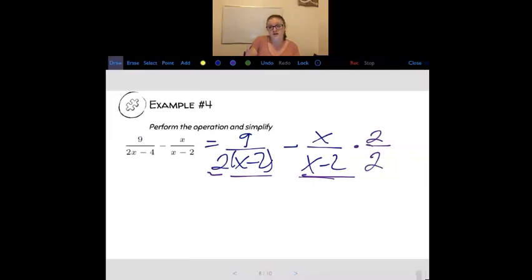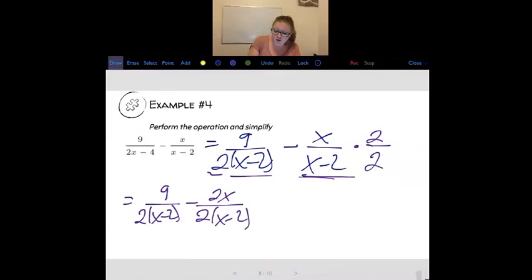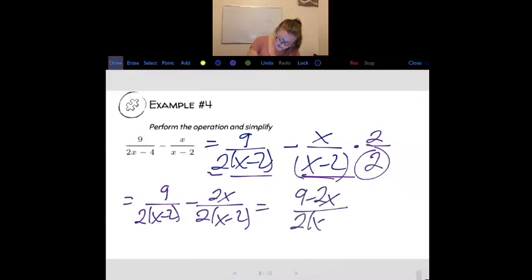So only the fraction on the right needs to be multiplied by something. So this becomes 9 over 2 times x minus 2 minus x times 2 is 2x over 2 times x minus 2. When you're multiplying, this is going to the whole other denominator. And so now we just have 9 minus 2x over 2 times x minus 2.